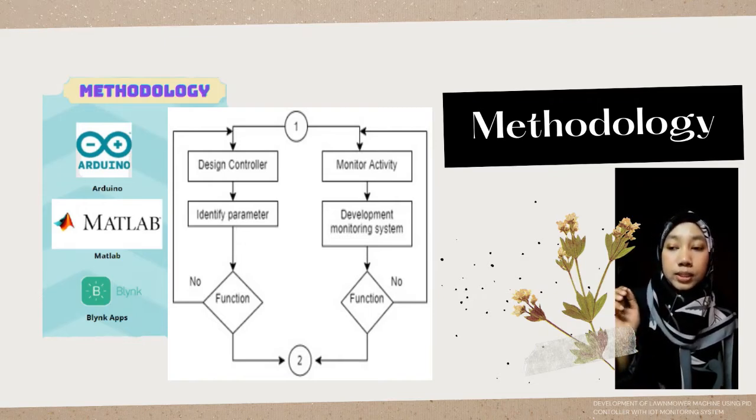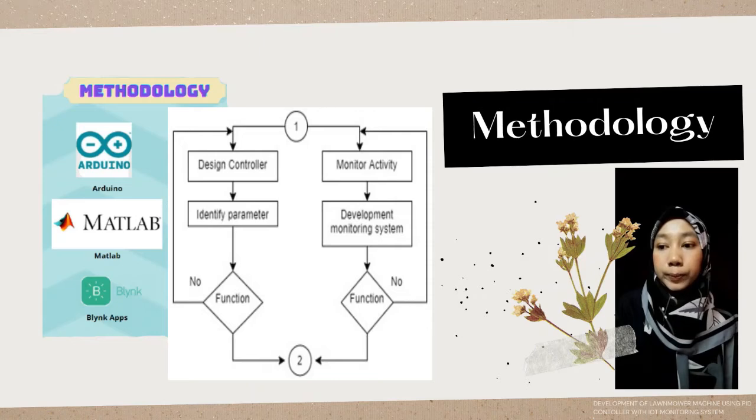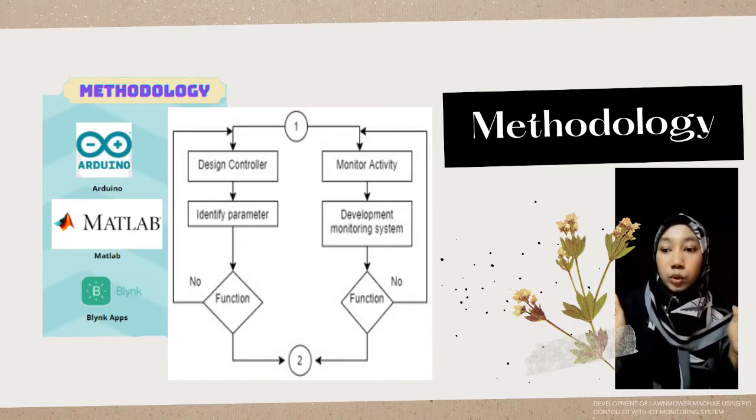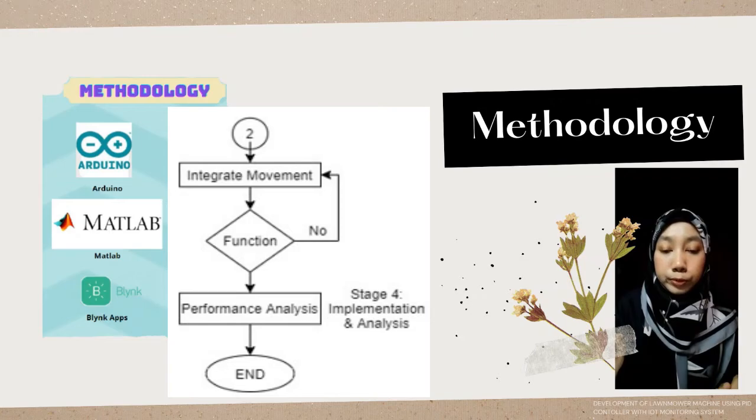And then, as we can see on the right side, there is a monitoring activity where we use Blynk, where we have to develop the monitoring system. If both systems function well, we will integrate the movement and the controller, and then we will perform the analysis at stage 4, which is implementation and analysis.